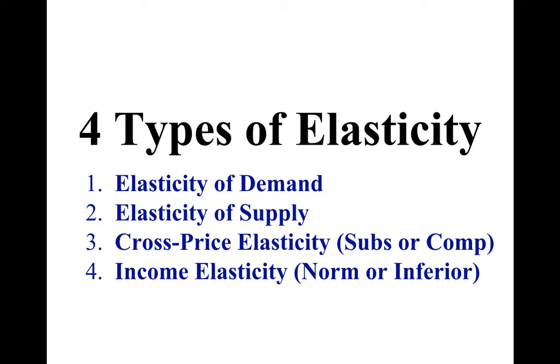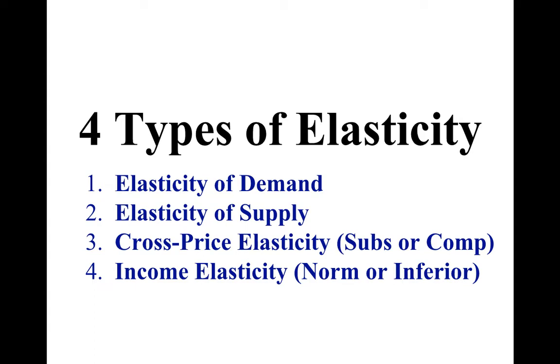So there's 4 types. We've gone over elasticity of demand in class. Elasticity of supply will not be on the test, but I'll talk to you about what it is briefly. And then you will have a question or two on cross-price elasticity, which tells us whether something is a substitute or a complement, and income elasticity, which tells us whether something's a normal good or inferior good.